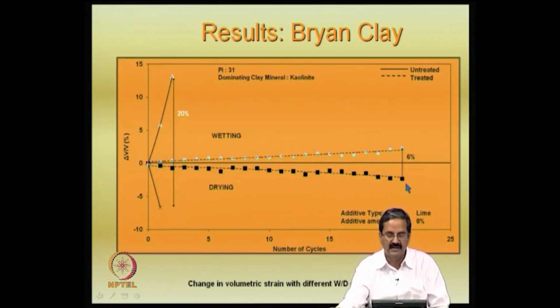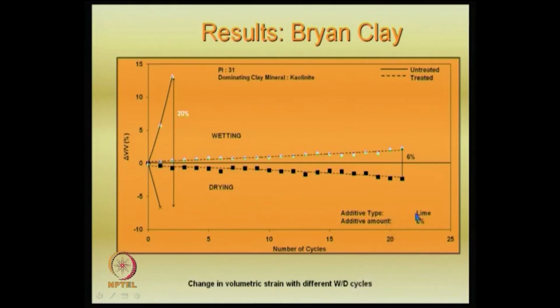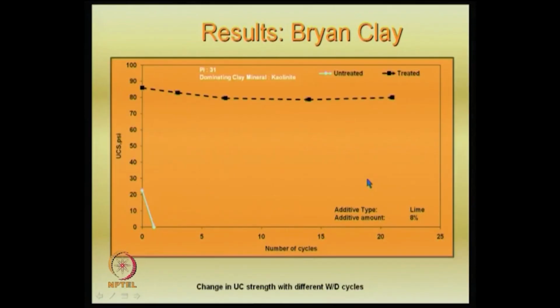So, here you can see that even after a number of cycles have been done, the extent of change is 6%, whereas it is 20% here. So it is quite a big difference when you try to treat the in situ soil or expansive soil with lime, and it is a good difference. The content here is about 8%, after a number of cycles have been done here.